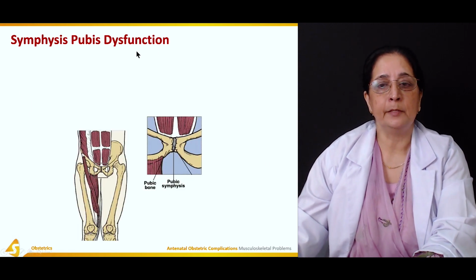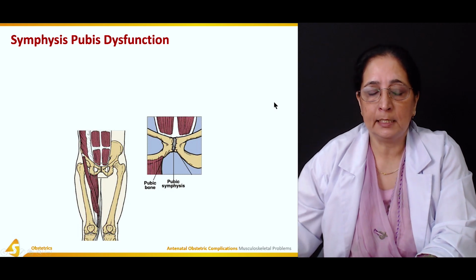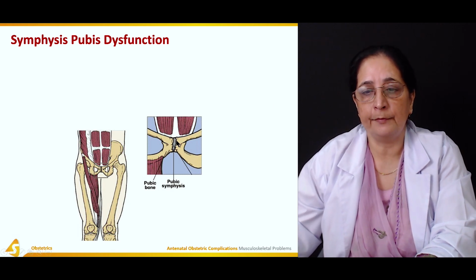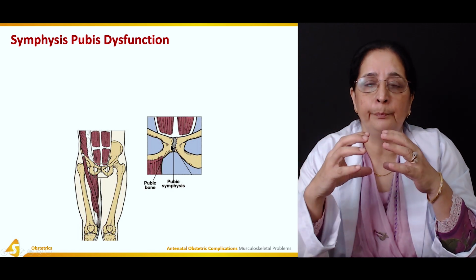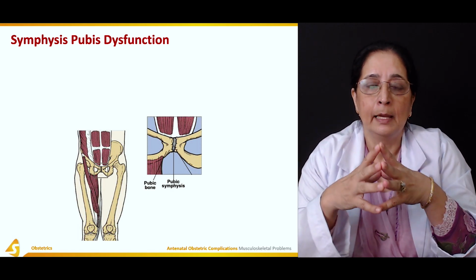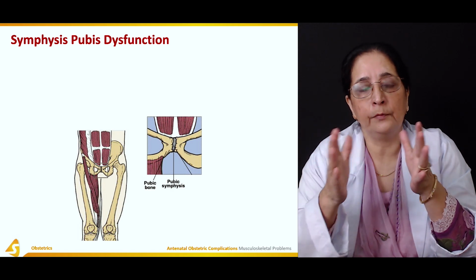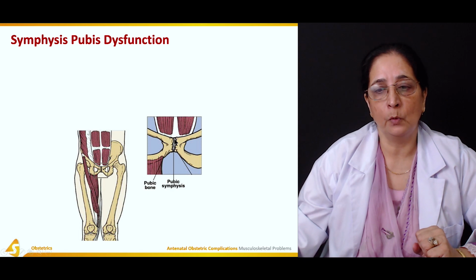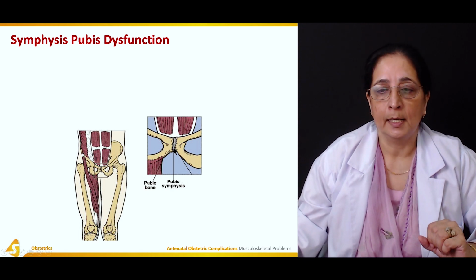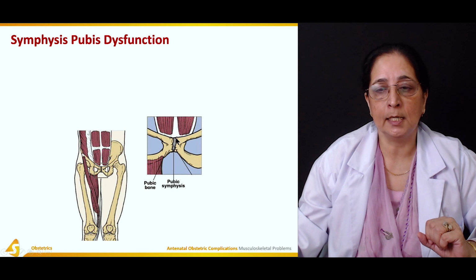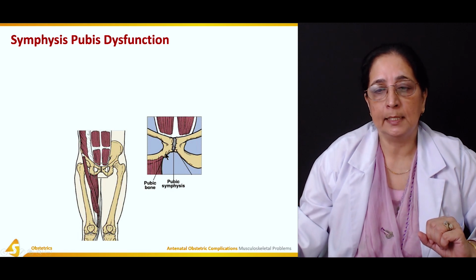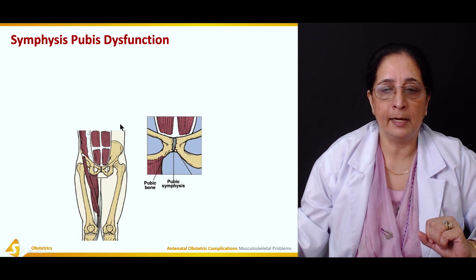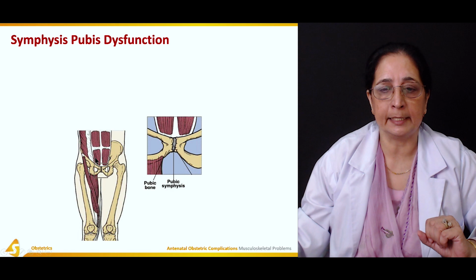Then the symphysis pubis dysfunction. This region is known as the symphysis pubis, where the pubic bone of the hip bone of the right side and the hip bone of the left side come and unite together. This is the pubic bone, this is the symphysis pubis. Different ligaments and different muscles are attached there to the pubic bone, as you can see here.